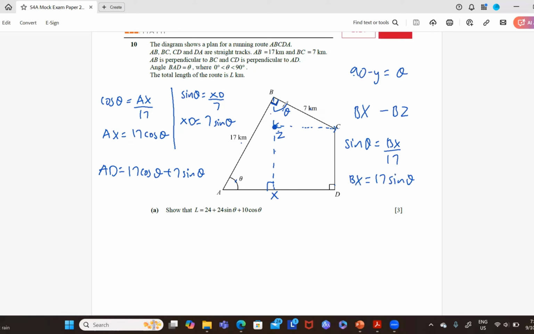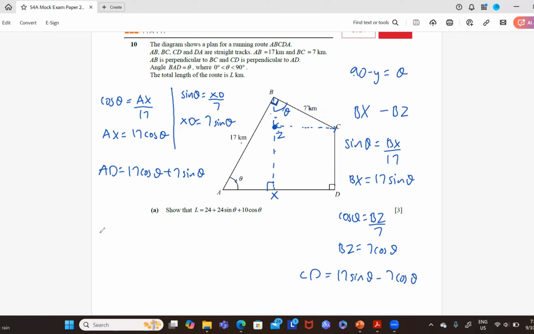Let's go and find what's BZ. From this angle here, this is adjacent, this is hypotenuse. So cosine theta equals BZ over 7. So BZ is 7 cosine theta. So CD equals BX minus BZ, right? So it's 17 sine theta minus 7 cosine theta.